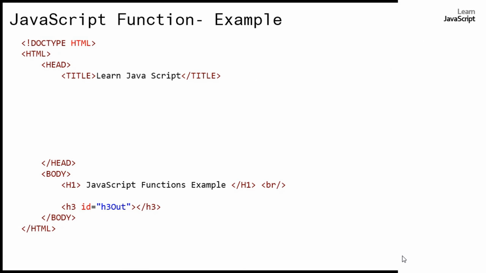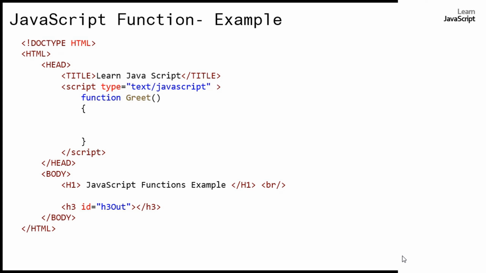If you see here, we have a title, learn JavaScript, then inside the body we have an h1 tag. After that there is an h3 element, and the h3 element does not have any text like h1. If you see, we have some heading text. h3 is also a heading. In HTML we have headings that vary from h1 to h6. So here we are using an h3 heading and the ID we gave it is h3out. This is the ID we will refer to in the JavaScript portion to assign a text to it.